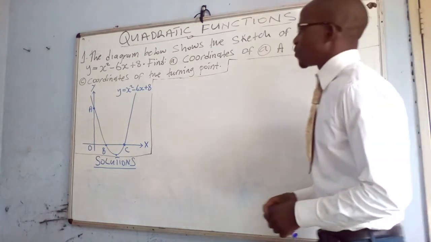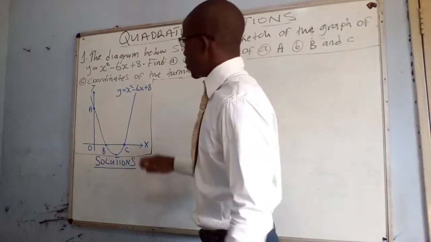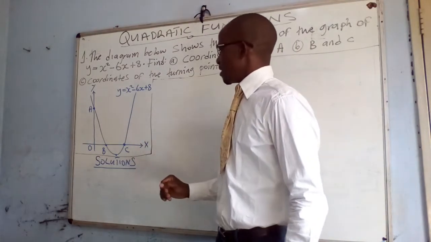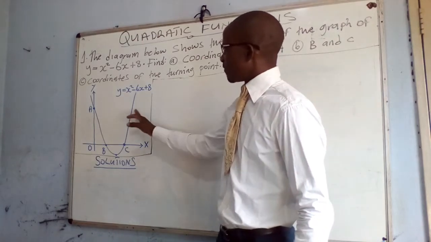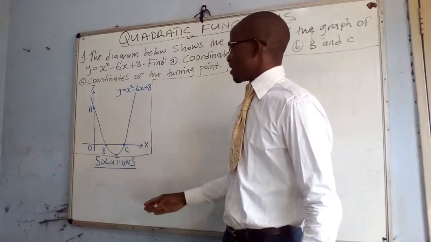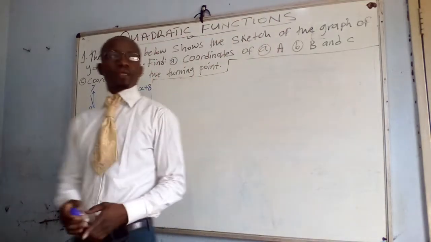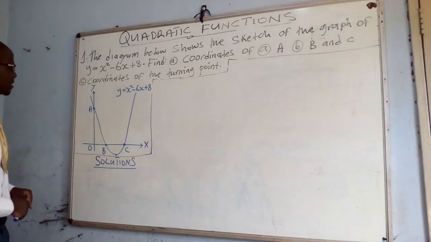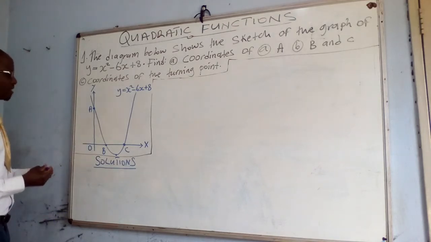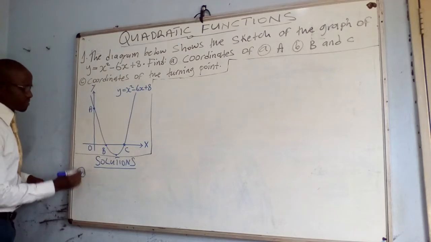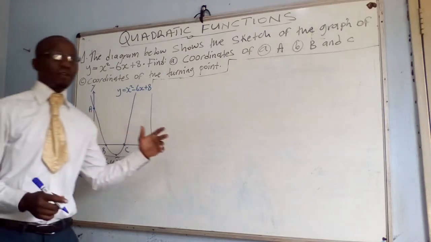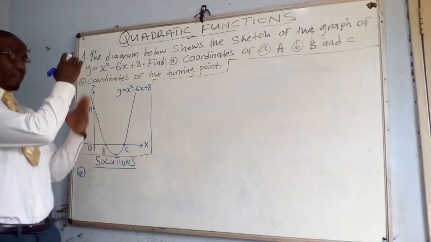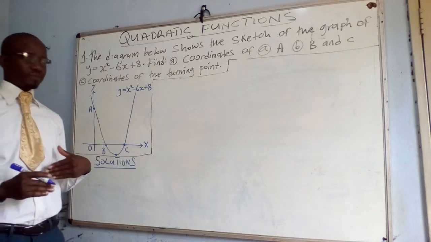For a question like this one, it's very important that you master and follow how the graph is. You have to be very vigilant of how this graph is. Like in this case, for A, we have to find the coordinates of A. To find the coordinates of A, consider the position of the point A on the graph. The point A is on the y-axis and the graph is cutting the y-axis at that point.